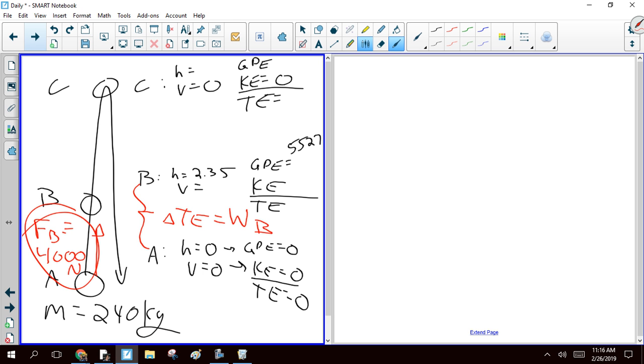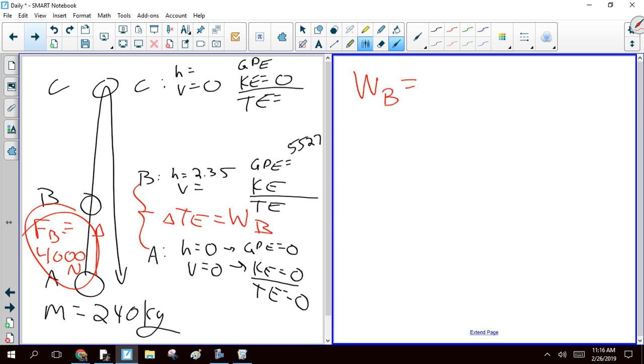Or, work done by Brutus is force times displacement times cosine of the angle. But I'm not worried about the angle because both the force and the displacement are up. Clear? All right, so how much force does Brutus exert? 4,000 newtons. Now, this always messes people up. Through what displacement? How far does it move between points A and B? 2.35 meters. It's okay for your displacement and your height to be the same.